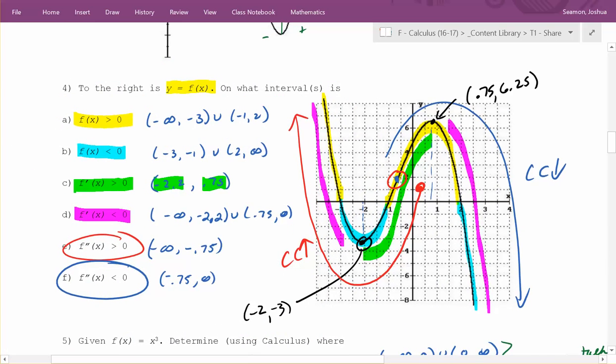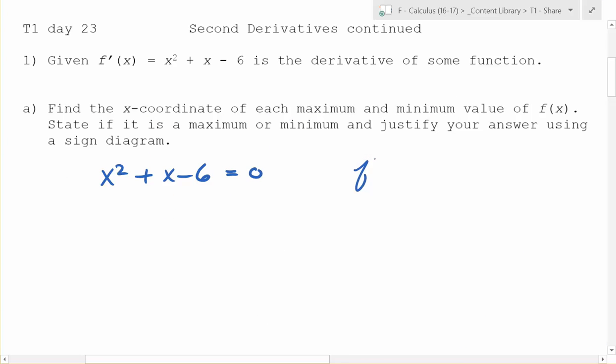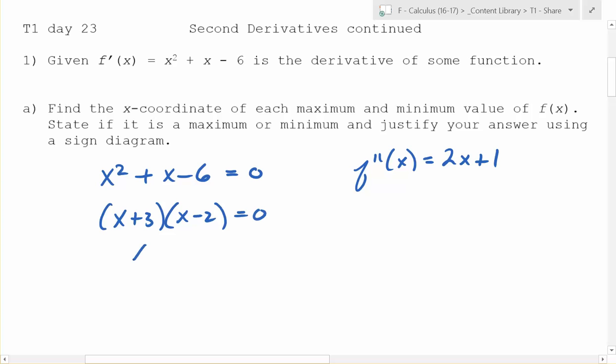Okay, anything else from the homework? Yeah, what's the second derivative going to be? Can someone just tell me what the second derivative is going to be? 2x plus 1. So you guys factor this. What, x plus 3 times x minus 2? So what's x equal? Negative 3 and 2. But do you know which one's a max and which one's a min? No. Not yet. So what do you plug into the second derivative? Negative 3 and 2. Yes. F double prime of negative 3.